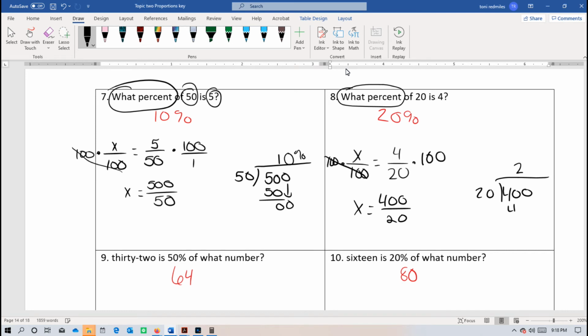It's going to give me 2. 20 can go into 0 times. So my answer is 20%.